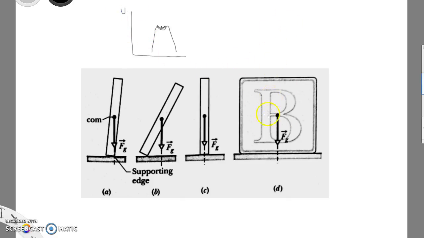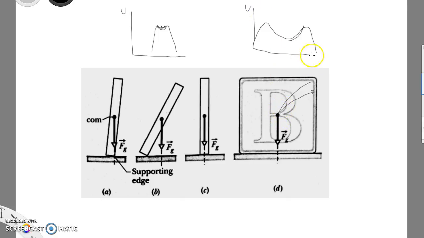Okay, and then for this one, it's in a much deeper valley, because in order to tip this, I have to get the center of mass all the way up, probably to about here, which is a big change in height. And so for this one, we're going to have a potential energy curve that looks more like this. And I have to put in a lot more energy to get it to tip. I have to raise it up a whole bunch more to get it to tip over.